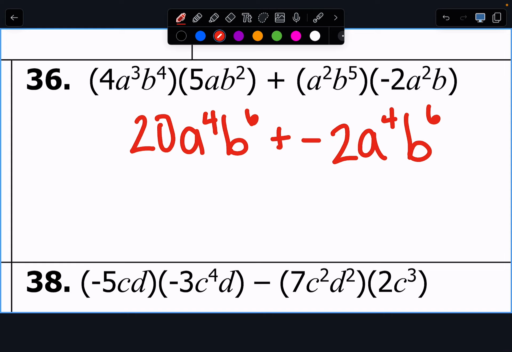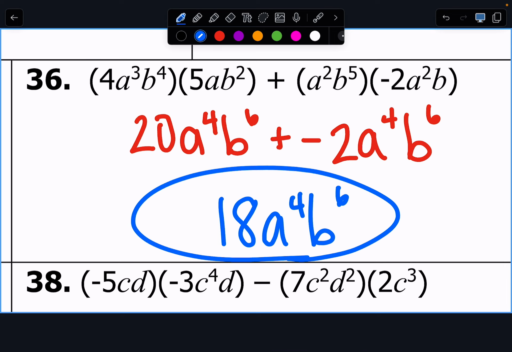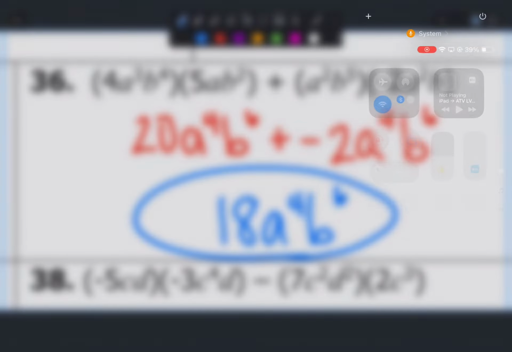Do you agree with my first step? So then my second step is 18, a to the 4th, b to the 6th. Do you agree there? Okay. Flip over to page 3. If we just put minus 2 away, yeah, that's fine. That's fine.